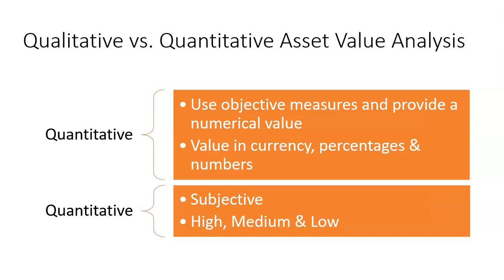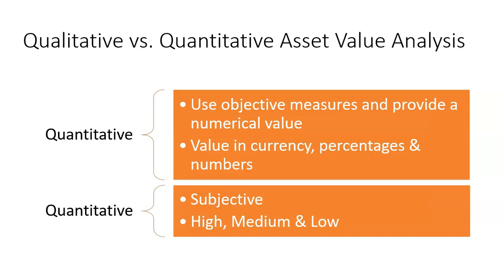So we have two techniques, qualitative and quantitative asset value analysis. In the quantitative approach, we use objective measures and provide a numerical value. The numerical value can be in the form of a currency, percentage, or a specific number. And the qualitative approach is based on the subjective judgment from the assessor and organizational decision makers. These assessments give value in terms like high, medium, and low.